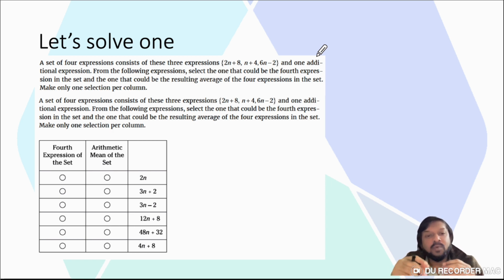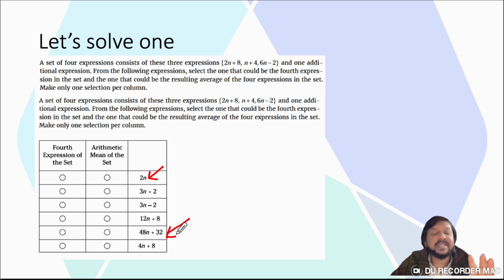And when we take into account the 4th and find out the arithmetic mean of all the 4 numbers, then one of them should be the answer. Now, you have to mix and match. So for example, if you are saying with the 4th expression being 2n, I get my arithmetic mean as 48n plus 32. I'm just taking a hypothetical scenario.